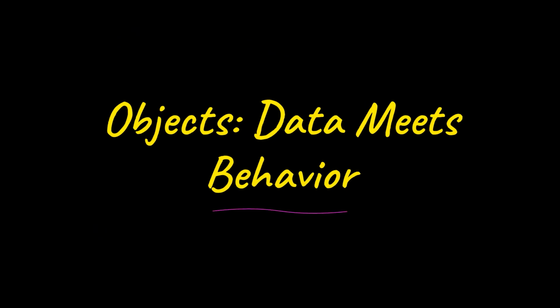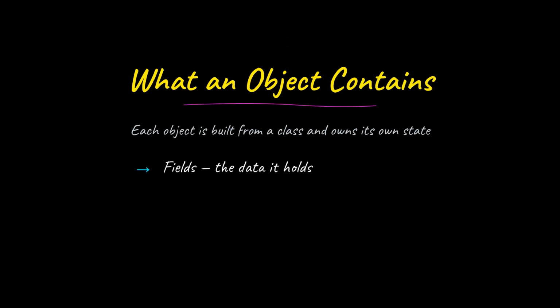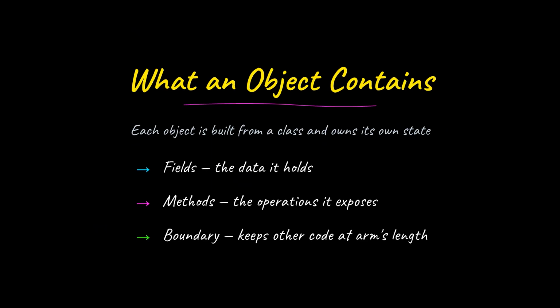Object-oriented programming is built on a simple but powerful idea. Instead of separating data from the functions that touch it, you bundle them together inside self-contained objects. Those objects then collaborate to get work done. Every object carries fields that store its state and methods that define what it can do. That boundary is the key insight. The rest of the program can only reach an object through its exposed methods, never by reaching directly into its data.